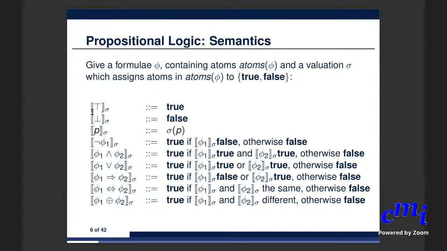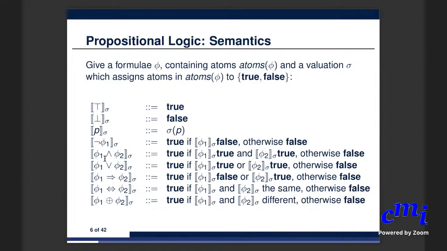Okay, so this double turnstile should be interpreted as giving a meaning to the syntactic formula that is enclosed within the turnstile, for a given valuation. Okay, so that's how it should be read. So the semantics, the interpretation of not phi1 given a sigma, is true if the interpretation for phi1 is false. If that is false, then not phi1 will be true, and vice versa.